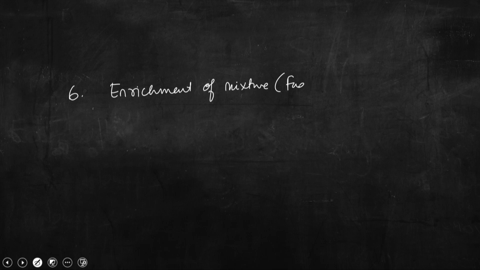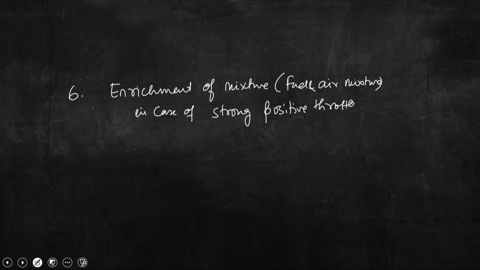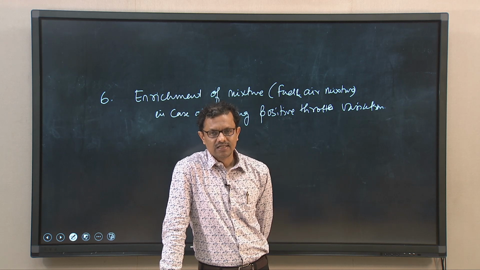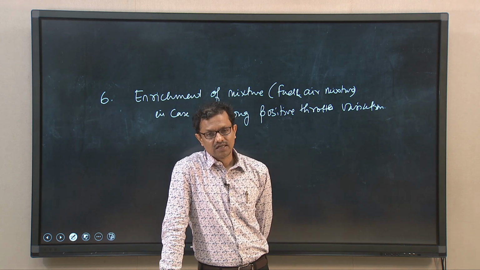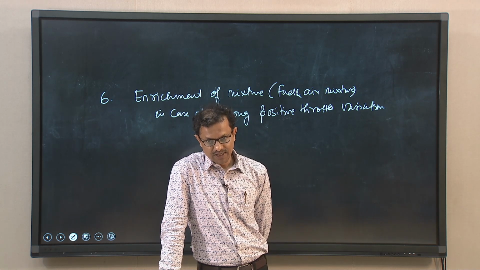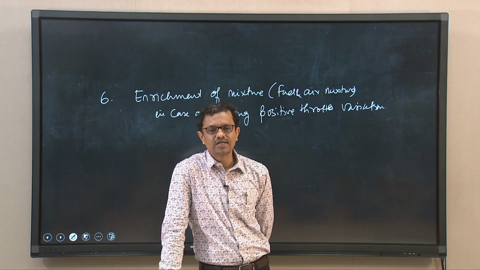Number 6 is enrichment of the fuel air mixture in case of strong positive throttle variation, which is needed, perhaps you have studied, during cold start and engine warm up. During cold start up and engine warm up, we need to go for a greater degree of throttle valve control. During that time, enrichment of the fuel air mixture should be controlled by the electronic control unit or engine management system.